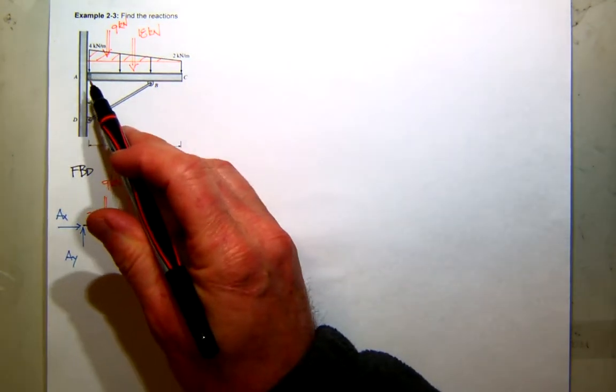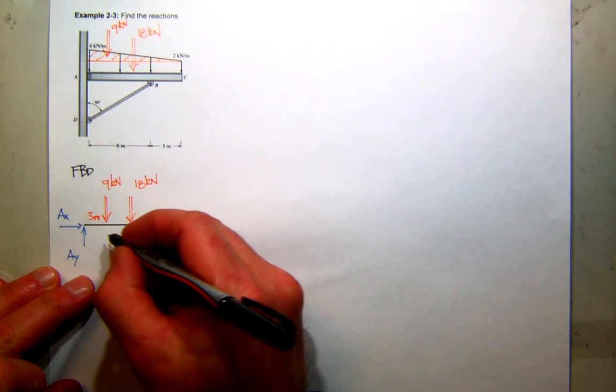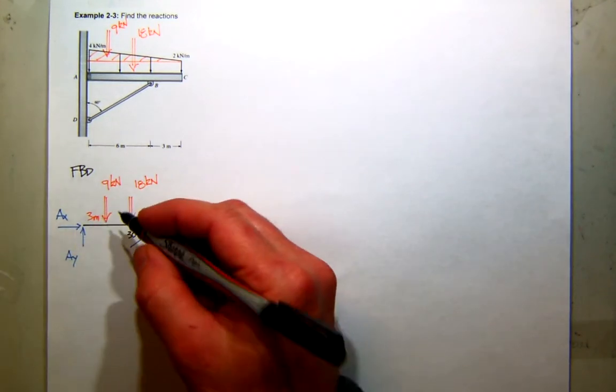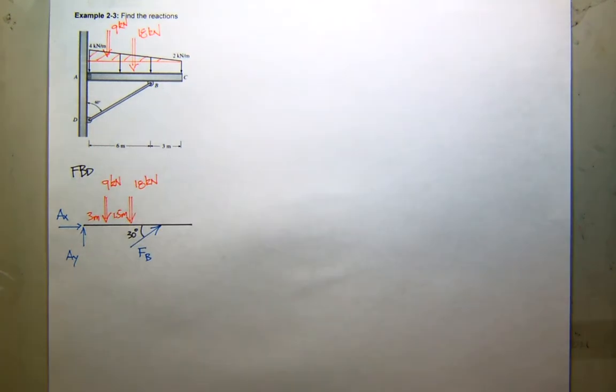And the distance from A to it is 1/2 the distance, or 4.5. So if I go 3, then another 1.5, right? Does that look about right? Anything else? I think that's it. So now, how do we apply our equations of equilibrium?